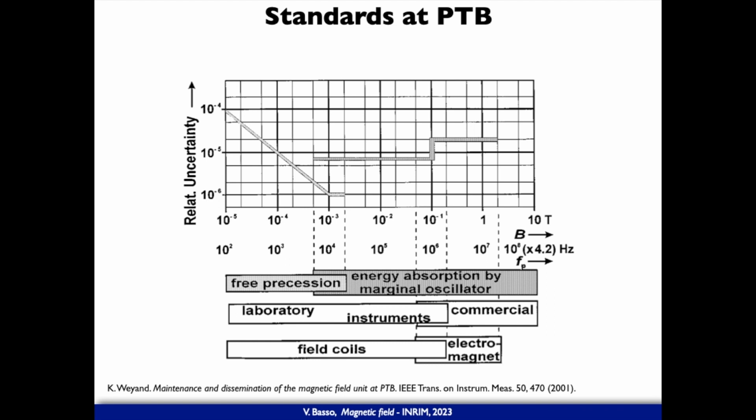This is the example of what is done in the Metrology Institute of Germany, PTB. They use free precession for the low fields. They use the marginal oscillator for the larger fields. So in the end it is always NMR for all fields. These are the typical instruments that are calibrated. So for the very low fields, laboratory instruments, then commercial for the large fields, and the source, field coils up to a certain level, and then electromagnets.